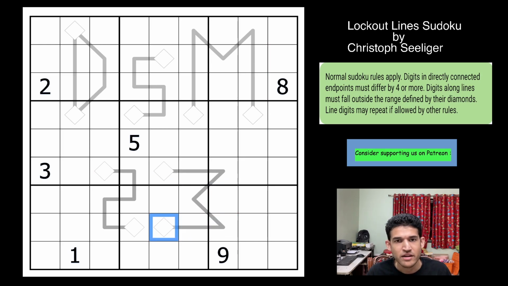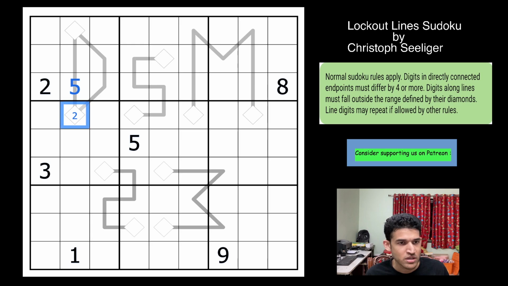And before I start, there are a few things that are peculiar to Lockout Line Sudoku. One thing is you can never have a 5 on the lines. So this is one of the basic things that you need to know while solving a Lockout Line Sudoku, because if you have a 5, then no matter what digits go in these lines, 5 will always be between them or it will be one of the digits on the diamonds. So for example, let's say we put a 5 here, then these two diamonds must take digits which do not bound this 5. So let me go with, let's say 2 here, because you have 1 here.